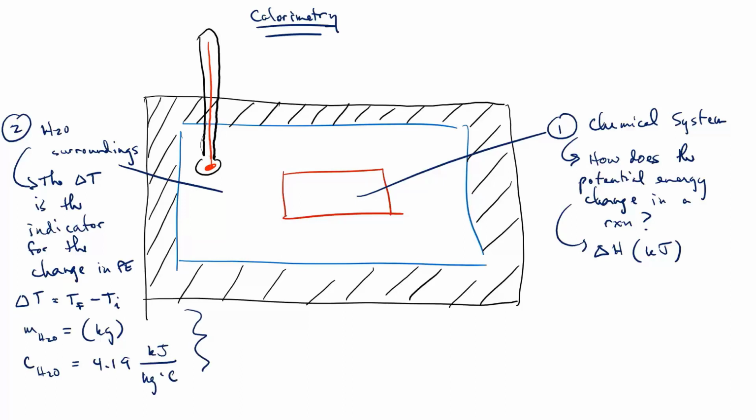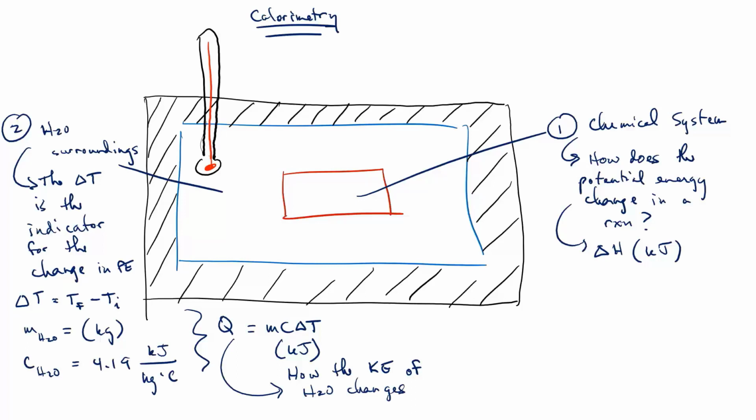From all this information, we can calculate a Q, which has that mC delta T formula, which will give us a final result in kilojoules. And once we get this, what this tells us is how the kinetic energy of H2O changes as a result of delta H. Of course, once we calculate that Q value, we can then determine our delta H, because Q is equal to the opposite sign version of delta H.